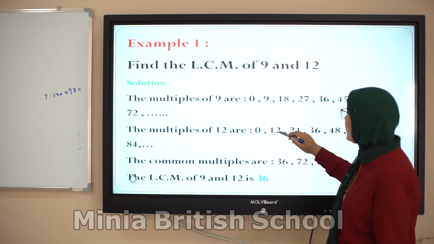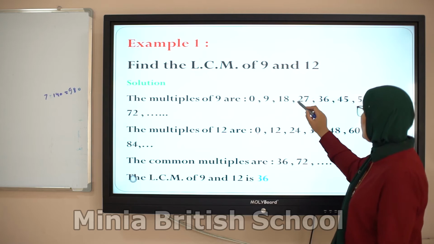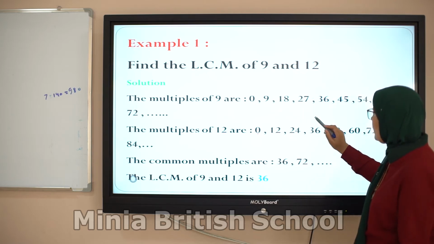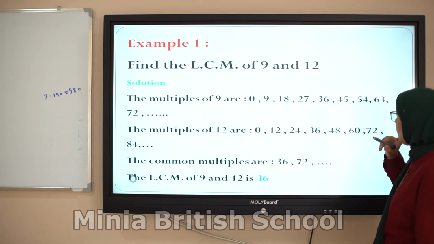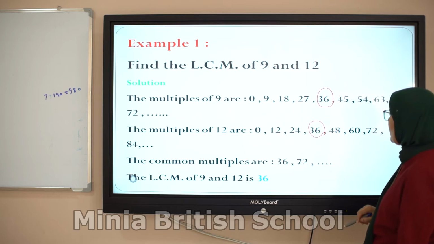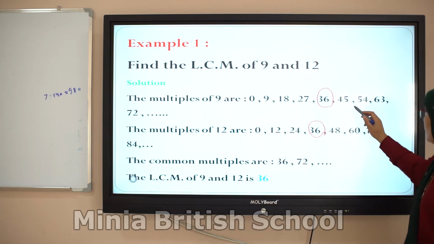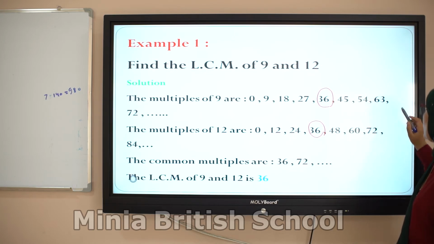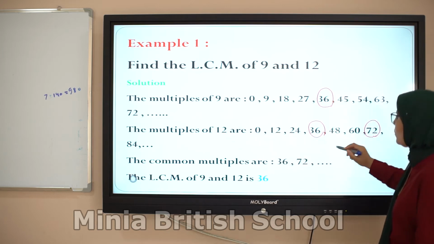Okay, let's see. What else is common? Here 9, but there is no 9 here. Here 12, no 12. Here 18, no 18. 24, no 24. 27, no. 36, yes. Here we have 36, and here we have 36. So 36 is common. What else is common between them? 45, no. Here 48, here 60, 54, 62, no. Here we have 72, and here we have 72.